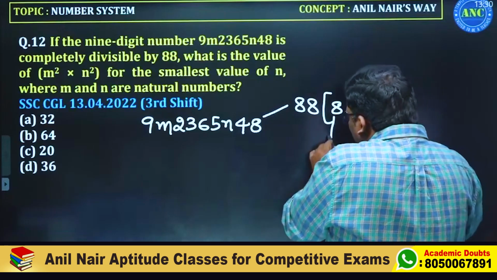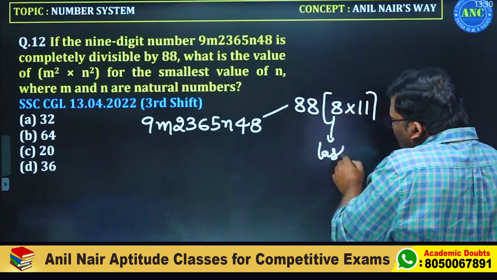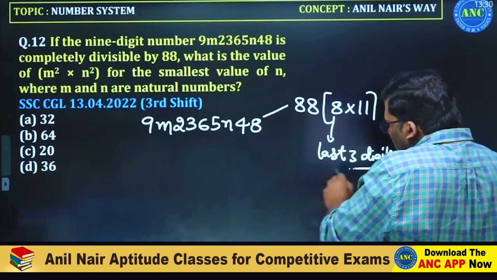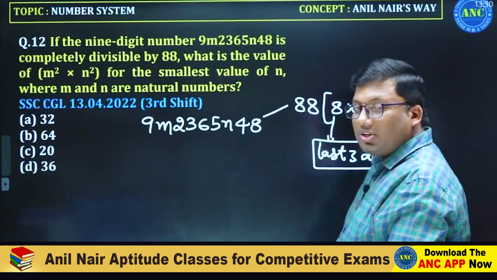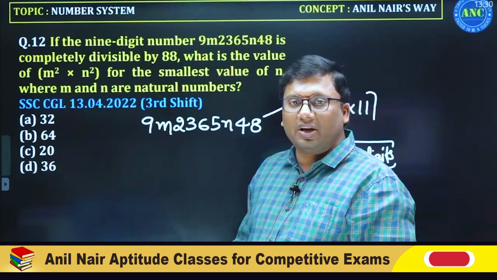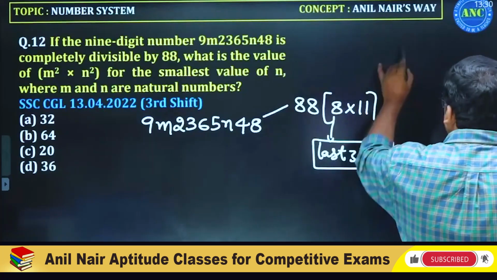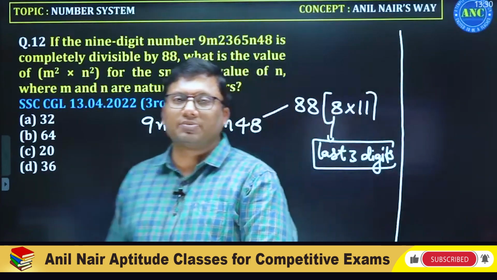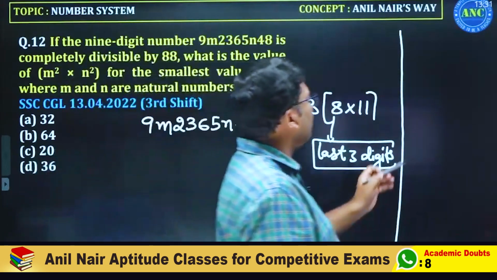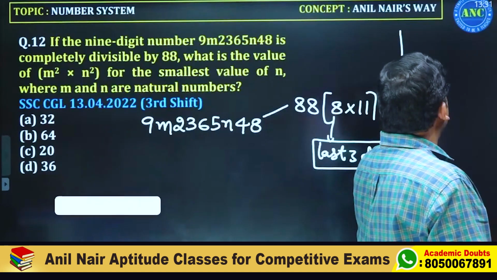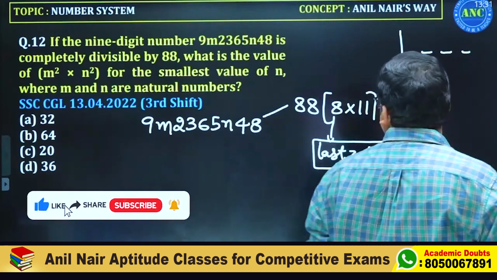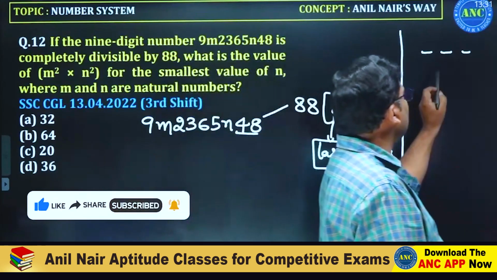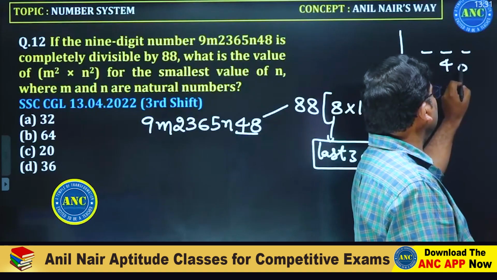First we will attack 8. 8 means last 3 digits. Last 3 digits should be divisible by 8. Now one concept see here, sir. Very, very important concept. Right? What are the last 2 digits of this number? It is 48.